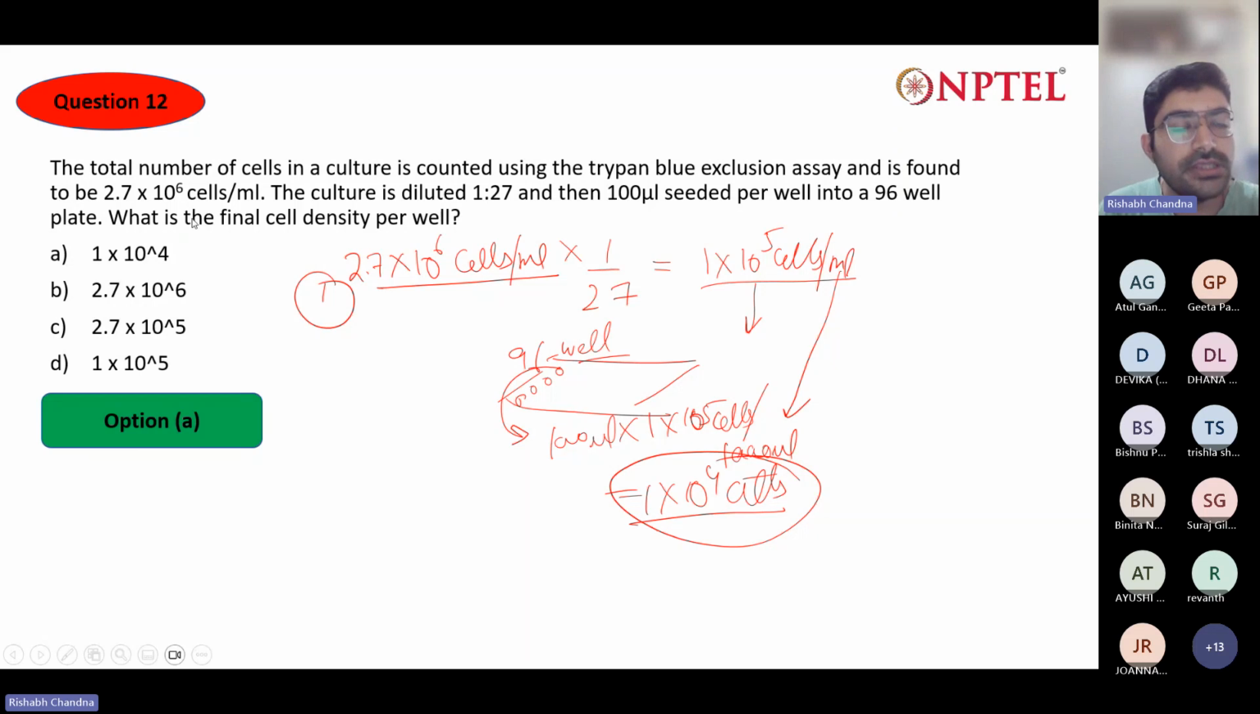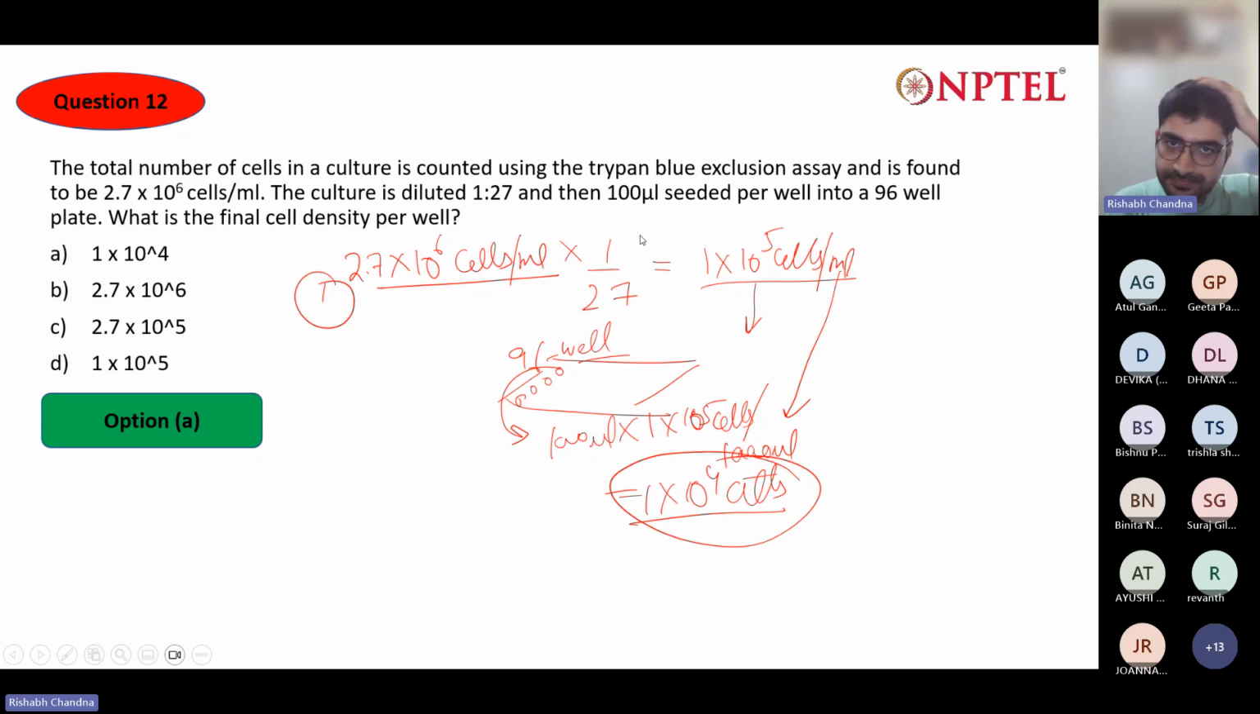Now, as you have to plate these cells, you have to dilute the sample so that you can calculate the number of cells. To count the number of cells, you have to dilute it. So you diluted the suspension 27 times. When you diluted it, the number of cells present in a particular volume will decrease because the volume of the suspension has increased.